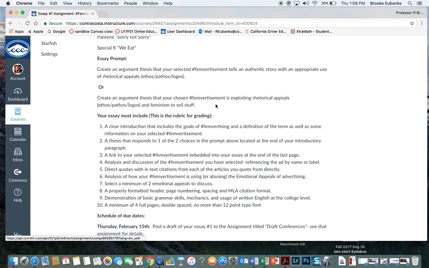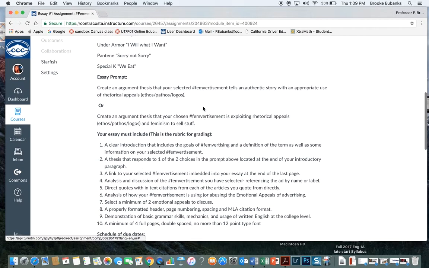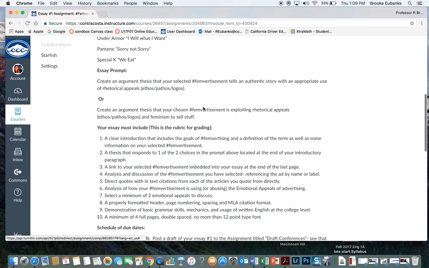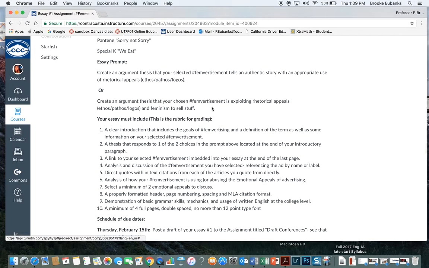Option 2 is the opposite. I like to call this the shredding option. Create an argument thesis that the femvertisement you choose is exploiting rhetorical appeals, ethos, pathos, logos, and feminism just to sell stuff. A good example of this that students have talked about is the Pantene "Sorry Not Sorry" ad. Nobody can figure out what having good hair has to do with gaining the confidence to tell somebody to go off themselves. Okay?